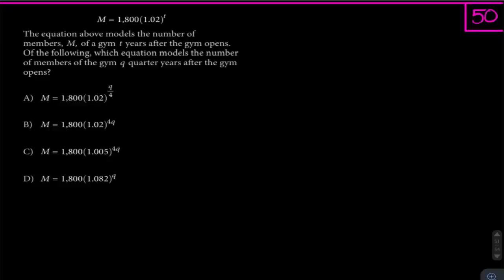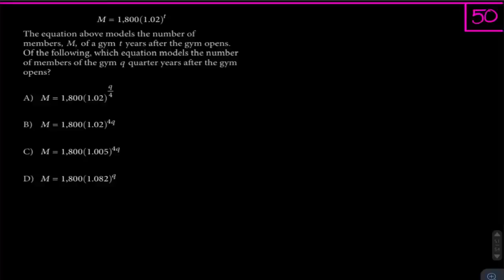So, this problem says, the equation above models the number of members M of a gym T years after the gym opens. Of the following, which equation models the number of members of the gym Q quarter years after the gym opens? Okay, so you got to be careful when dealing with exponential functions, okay?